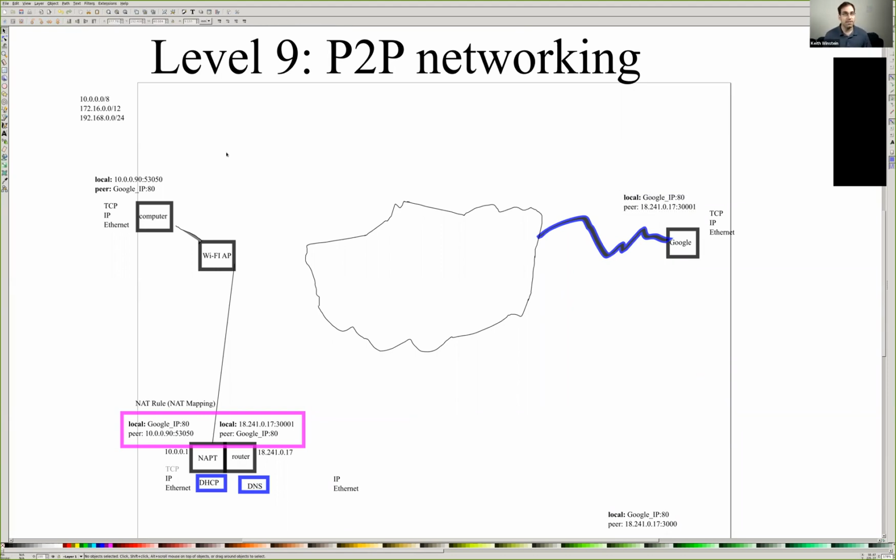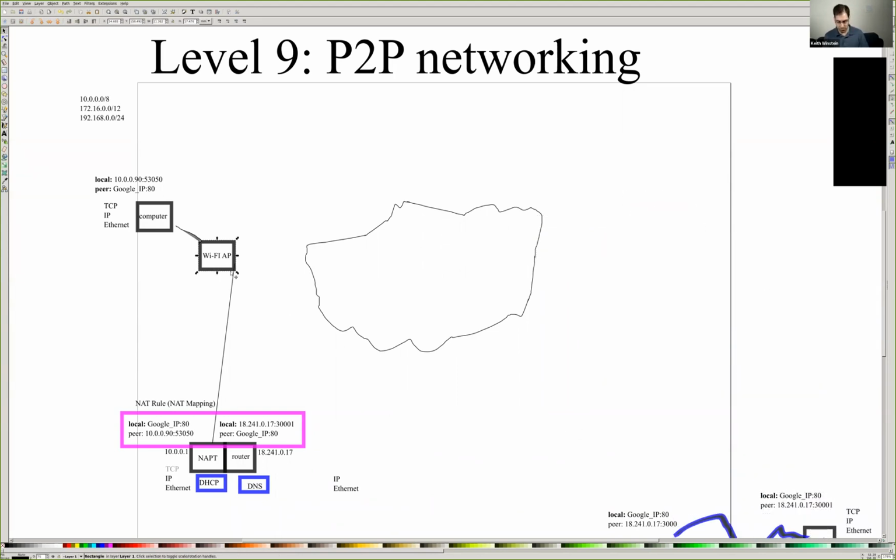But what happens if the connection we want to make is not to Google, but to somebody just like us? Let's move Google out of the way. And I'm going to take the Wi-Fi access point out of the way too, because this really doesn't matter. So we'll just draw a line.